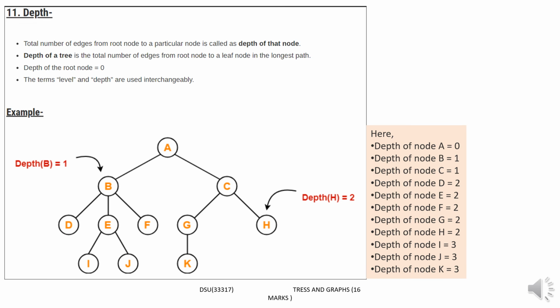The depth of node E is 2, A to B, B to E, and the depth of node F is again 2, the depth of node G is 2, the depth of node H is 2, the depth of node I is 3, because A to B, B to E, and E to I. That's why there are 3 edges from the root node to I, so the depth of nodes I, J, K is 3.